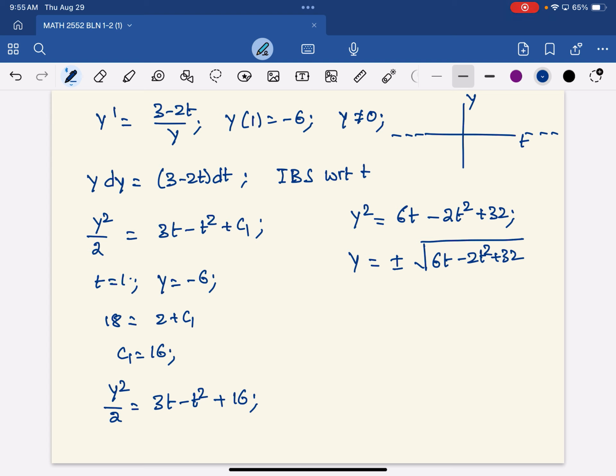Right. The initial value is when t is 1, y equals negative 6. So we want a solution that passes through y equals negative 6, so it has to be at the bottom. I mean, this is a rough sketch, so don't hold me to an accurate scale. That's how the solution might look. Are you with me on that? So t equals 1, y equals negative 6. The y value has to be negative, so I'm going to pick negative square root of 6t minus 2t squared plus 32. Do you agree with me on that? Are we all together so far?